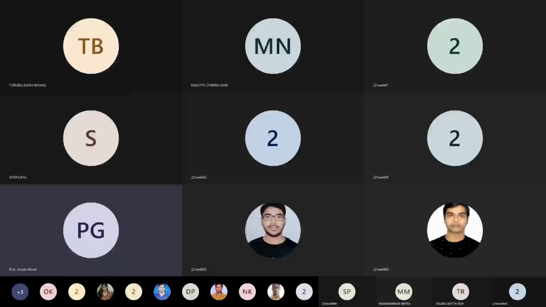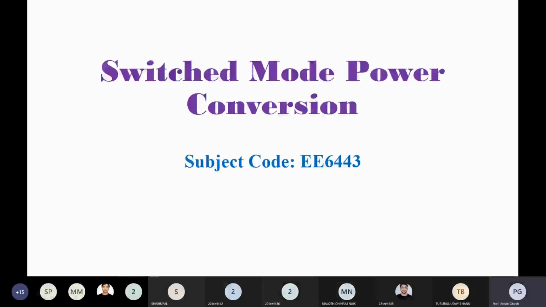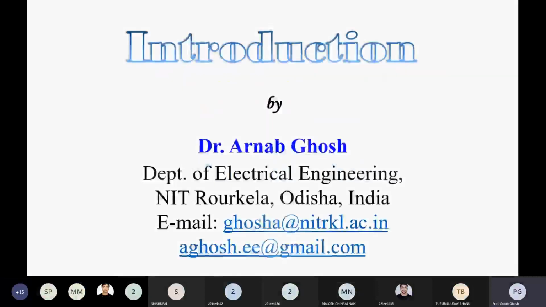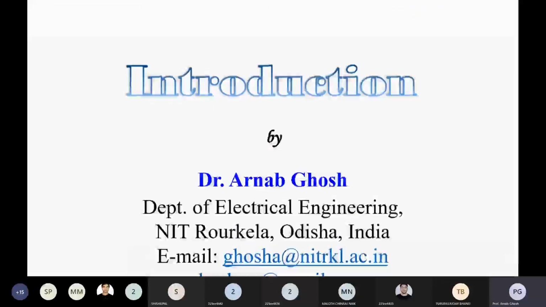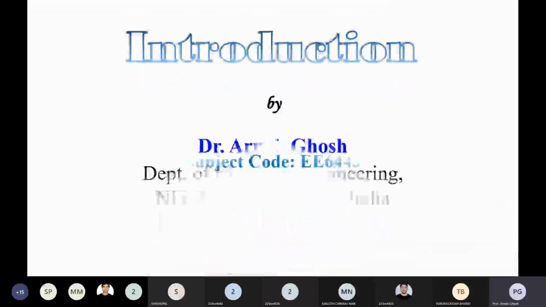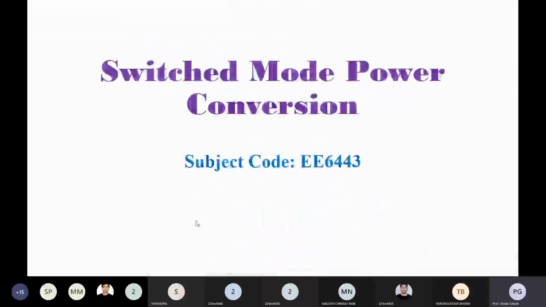In the last class I just discussed the very basic idea about switch mode power conversion. So basically, what was the motivation of this subject? If you see different applications, like household or industrial applications, especially for the power supply, you can see that there are a lot of different types of power supplies we are using. The basic philosophy of this subject is to understand the different topologies of the switch mode power converter.